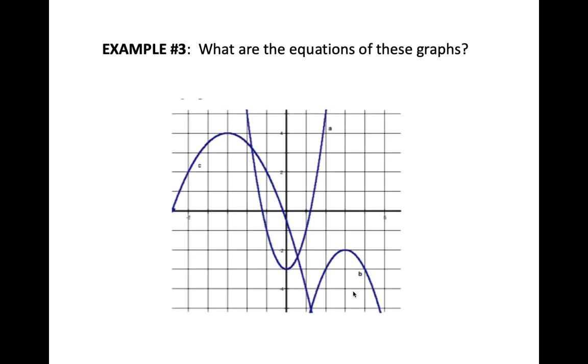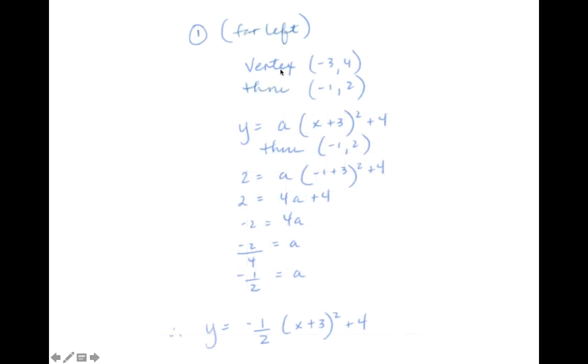Okay, so example 3, where we can give you a graph and ask you to draw the equation. So I'm going to start with the one on the left. What I'm going to pull out is the fact that the vertex here is -3 and 4. And I also want to take note that the graph goes through this point right here, which is -1 and 2. So let's see what we do with that. Vertex -3 and 4 and through -1 and 2.